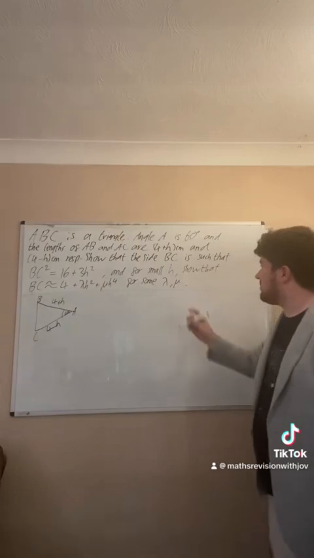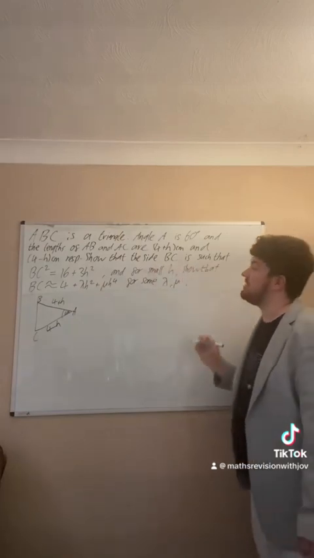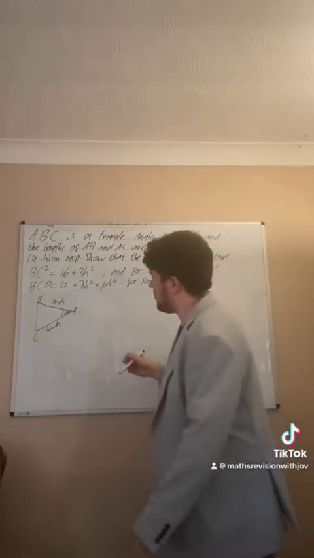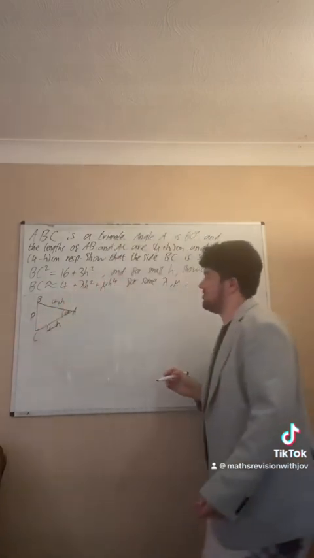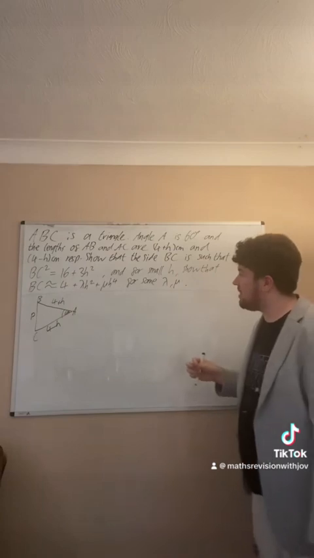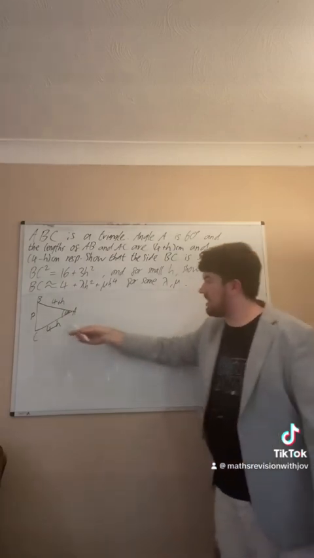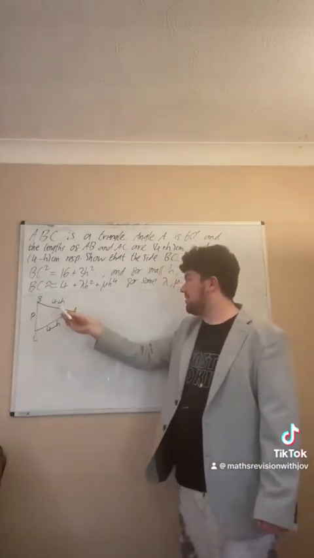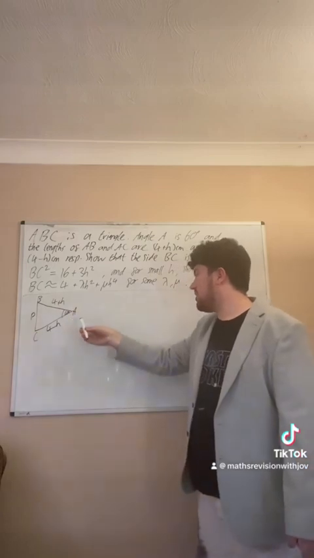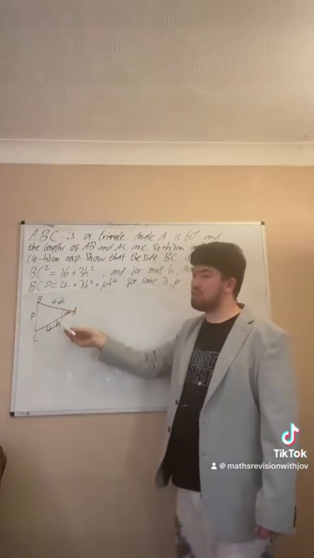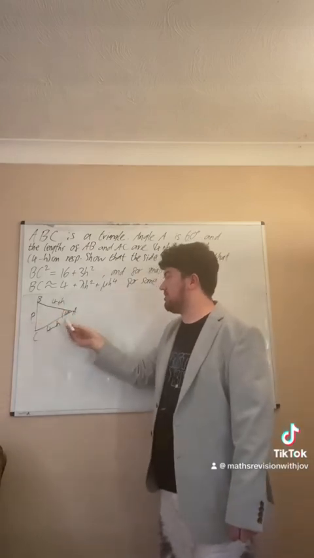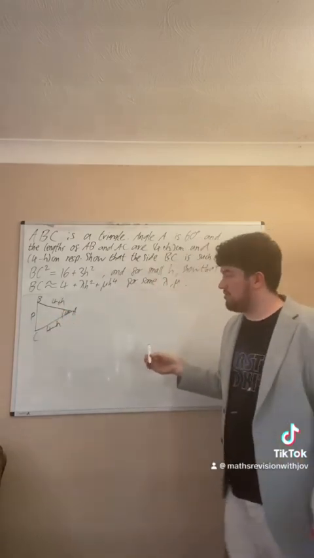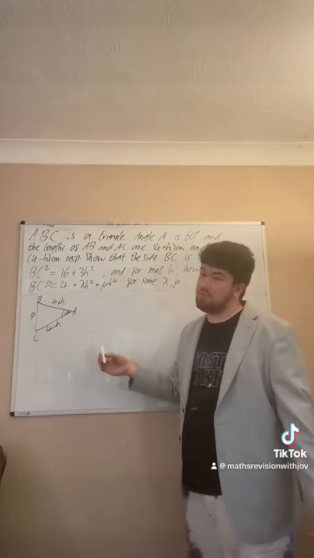And it's asking us to find the side BC, so for now let's just call that P, just to make it shorter to write. We're given one of the angles, we're given the two adjacent sides to it, and we're being asked to find the opposite side to it, which means we're going to have to use one of the trigonometric laws.